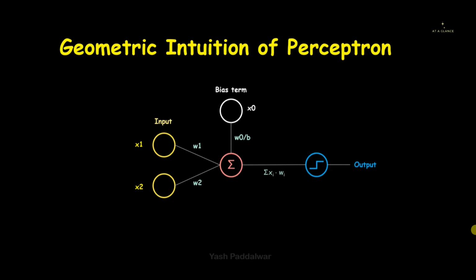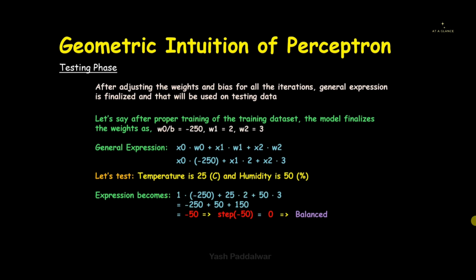In this particular video, we'll be looking into the geometric intuition behind Perceptron. If you remember in the previous video, we have seen Perceptron in detail. We have seen each and every component starting with input nodes, the bias term, the summation term, where we calculate the weighted sum of every single input, and then the activation function node. We have seen the two phases of training and testing of Perceptron with the help of an example. We have solved that particular example step by step.